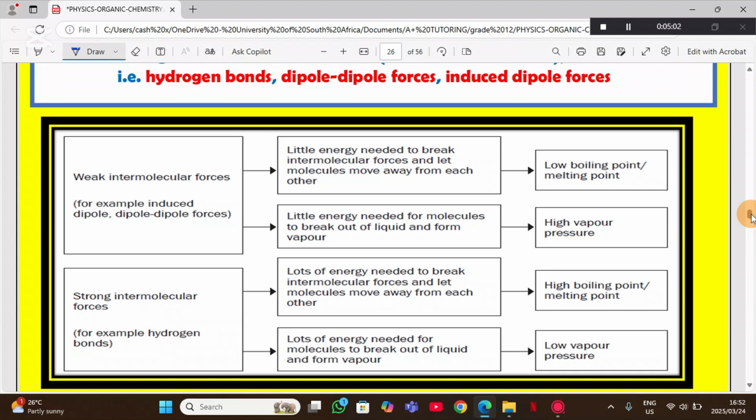Because remember, once it quickly turns into the vapor, it means it's readily willing, meaning it has high vapor pressure. Once I have strong intermolecular forces, I now need more energy to break those bonds, meaning I'm gonna have a high boiling point and low vapor pressure.